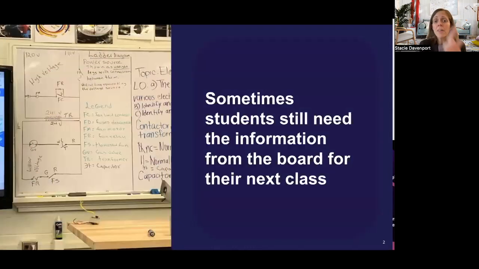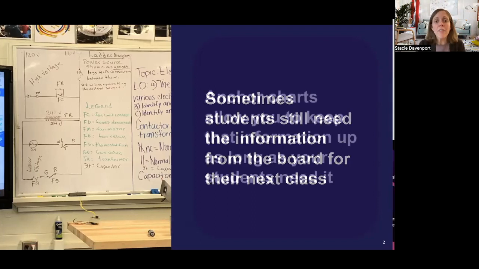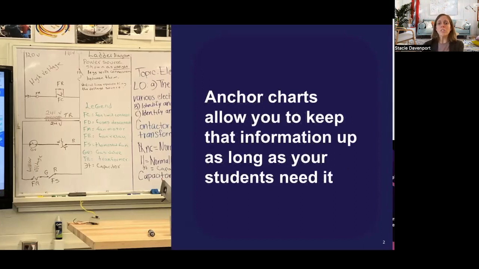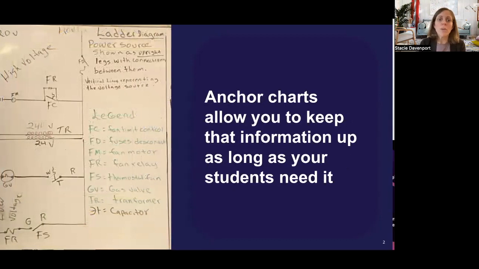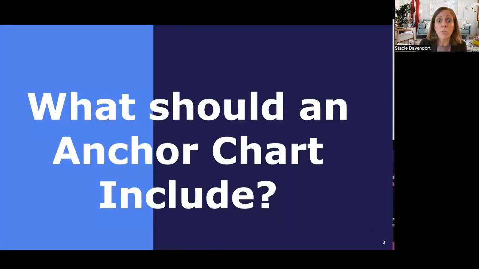It could be something like this, where you actually take a picture of what you put on your whiteboard. And I don't know if anybody uses a whiteboard anymore, but if you went to all the trouble to write it out, you could take a picture of that, and then you could put that up on your wall to anchor that learning for your students. And so anchor charts allow you to keep that information up as long as your students need it. And really, they have to have it there for a while, because that repetition is what's going to help them remember and be able to use that information later on. So here's an example of how you could just screenshot what you put on there and then make that the poster that you put on your wall.